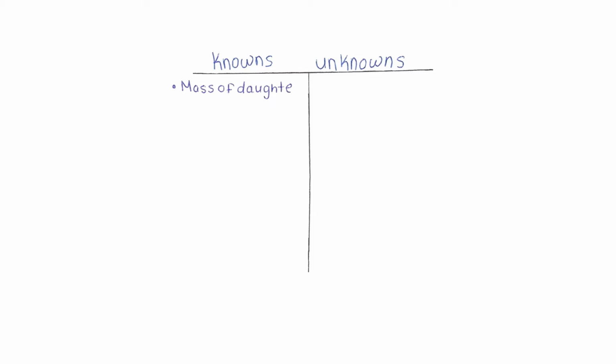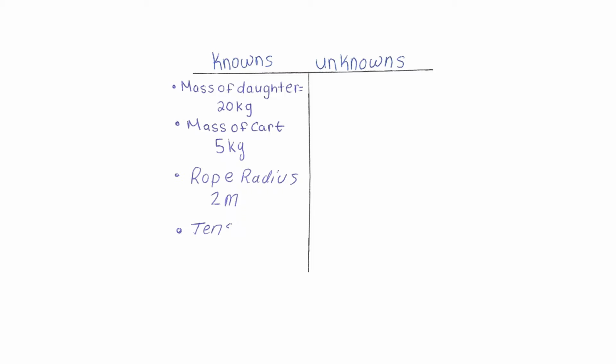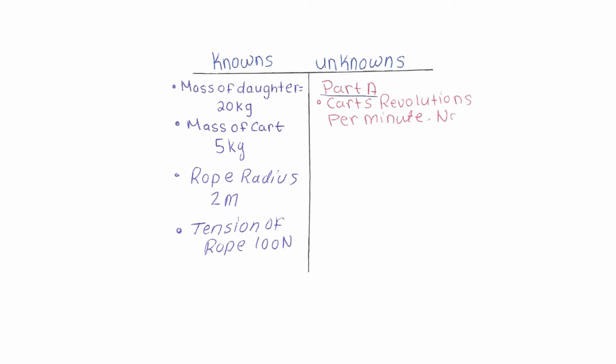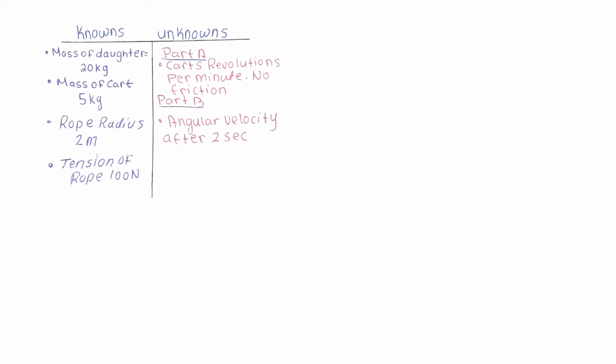Well, what I did first was to list the knowns and unknowns. Okay, so simple enough. We know that the mass of the daughter is 20 kilograms, and the mass of the cart is 5 kilograms, and that the rope creates a circle with a radius of 2 meters. We also know that the tension of the rope is 100 newtons. In part A, we want to find the cart's revolutions per minute, assuming there's no friction. And in part B, we want to find the angular velocity after 2 seconds. And now we assume there is friction. Perfect. But I would also suggest to draw a sketch to help you.